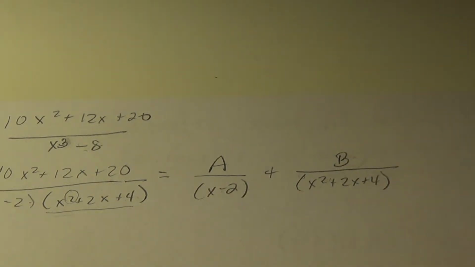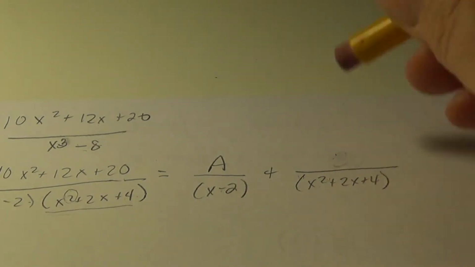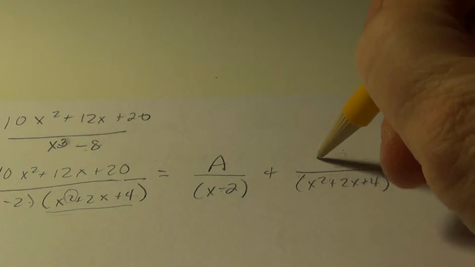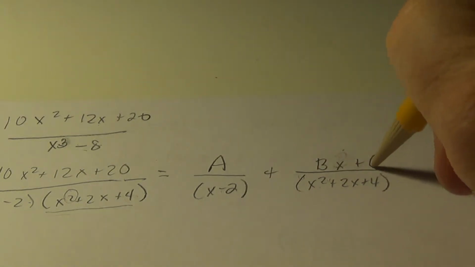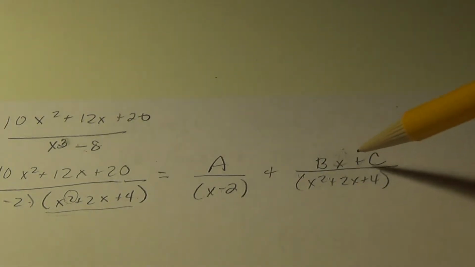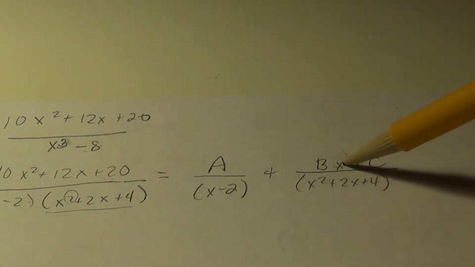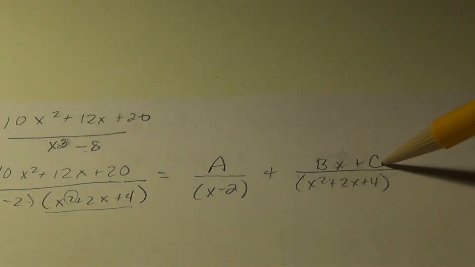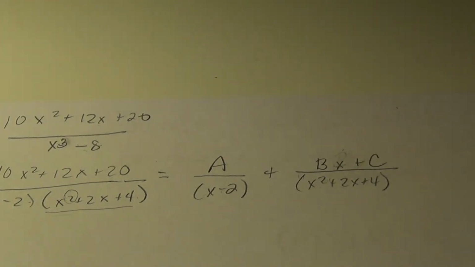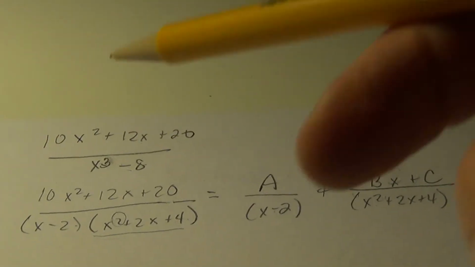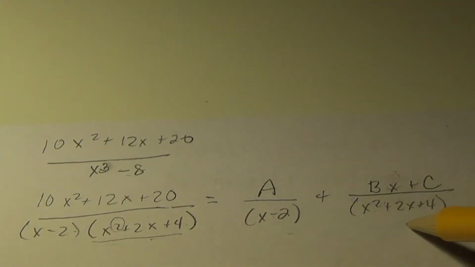So when it's quadratic down here and it can't be factored any further, what you put in the top here is Bx plus C. Notice this is the simplest expression that I can come up with that is degree 1. So some number times an unknown x plus some number. That is how you decompose from this expression to this one.